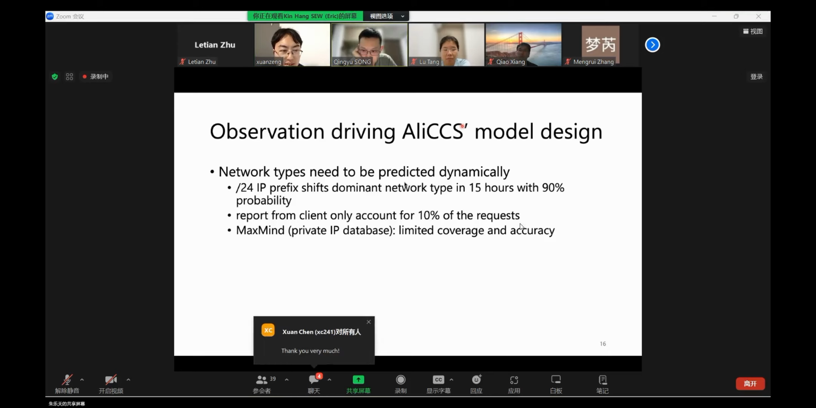Okay, we have one more question from Haoran, and he asks: could you go more abstract than network type and make a CCA choice based on the distribution of packet losses and bandwidth fluctuations?